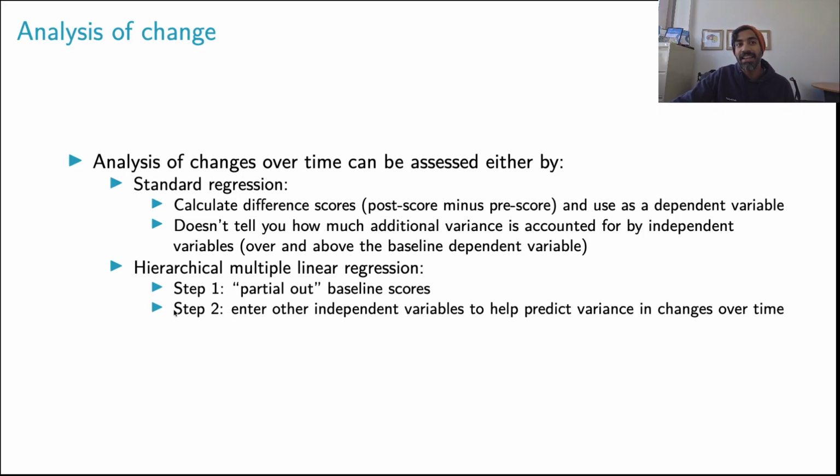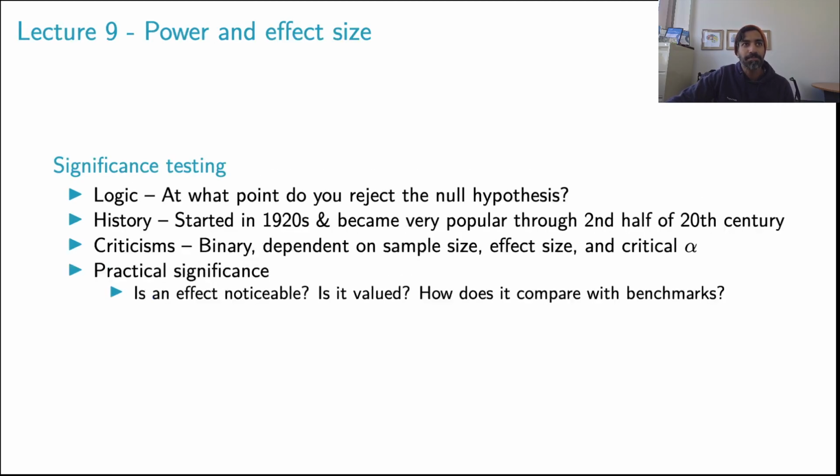So this is where we had techniques like partialing out the baseline score through the regression, or we enter other independent variables as well to help predict variance and changes over time. So we had these different ways, through a hierarchical multiple linear regression, to be able to get a sense of the change over time and how much additional variance is accounted for by independent variables.